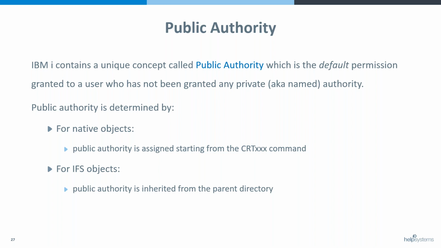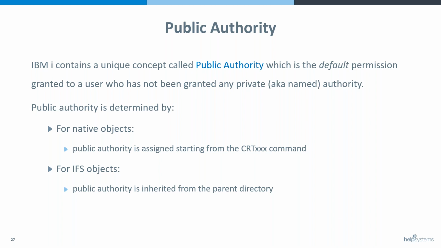No object level security discussion is ever complete without an introduction and a recap of this public authority that I've mentioned several times. It's unique to IBM. No other platform has this default permission per se, which is why it tends to throw people. Public authority is how much a user is going to be given if they are not explicitly told what they have. This is going to be granted to a user based on their profile or based on a group.